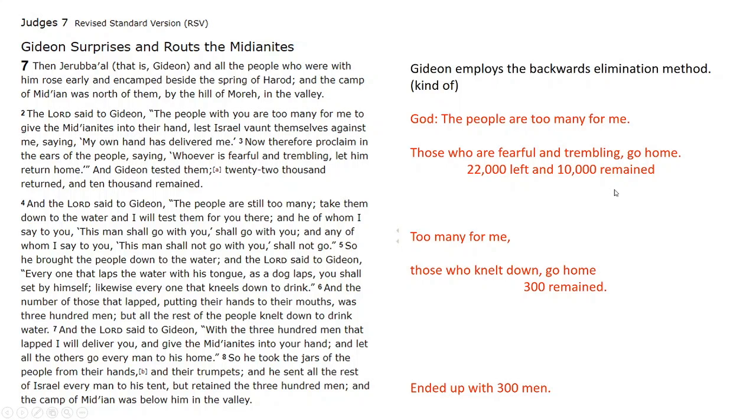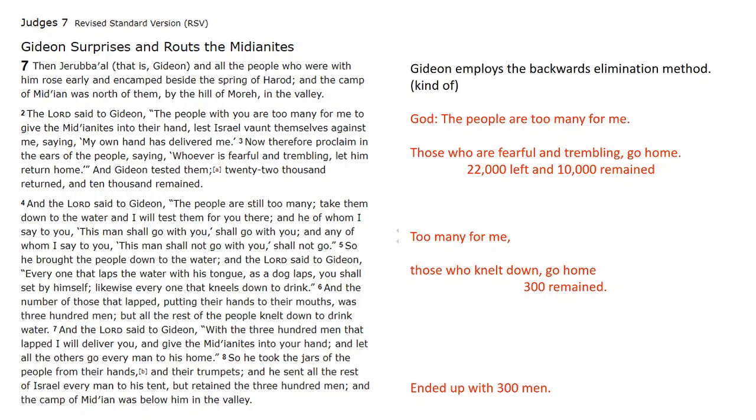Let's go ahead and remind ourselves of the story of Gideon. In some sense, Gideon employed the backward elimination method with the help of God, kind of. It's a stretch, but I couldn't find a hymn about Gideon. There are a few songs, but I didn't find any. So God told Gideon basically that the people are too many for him.